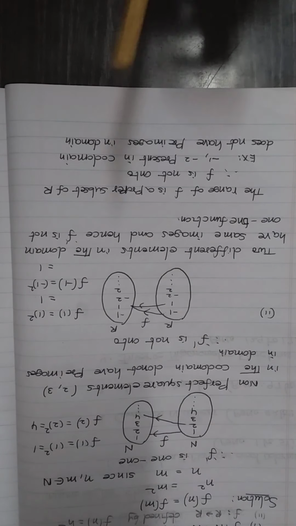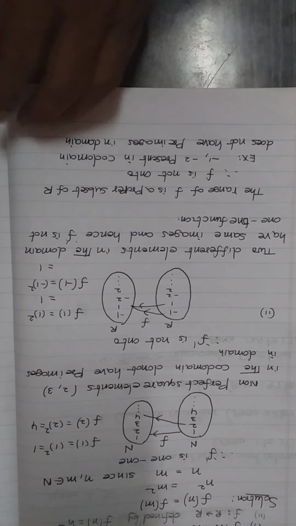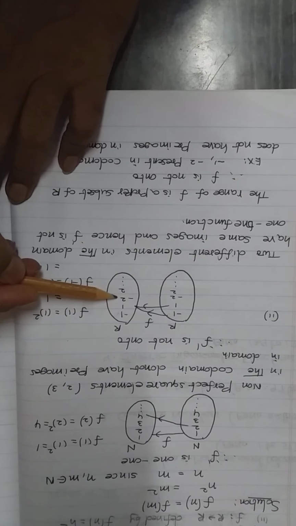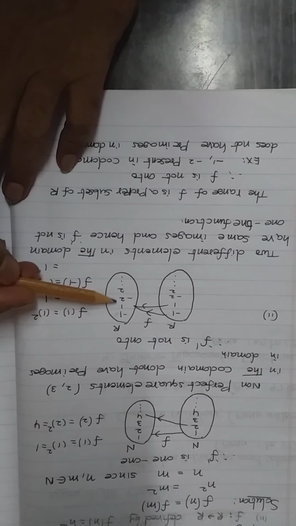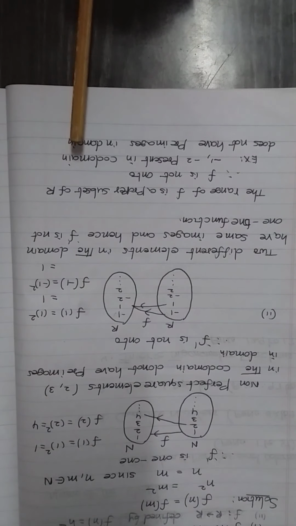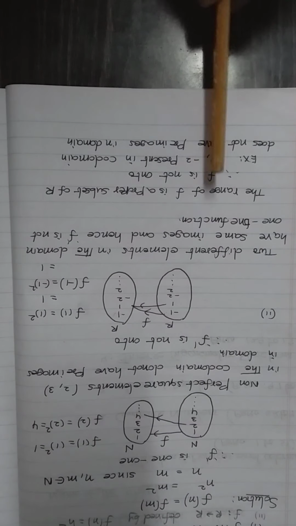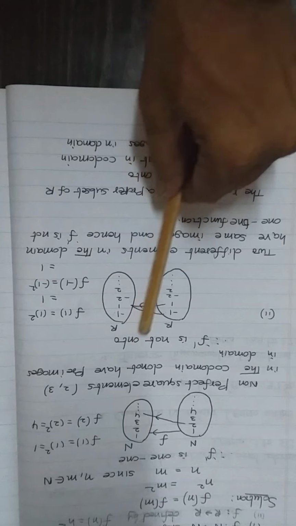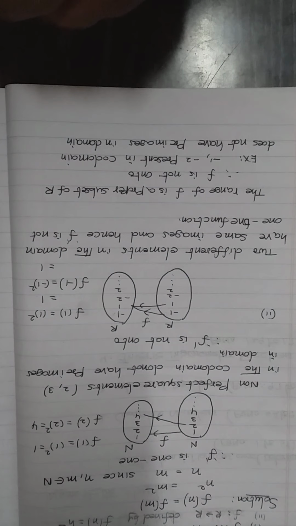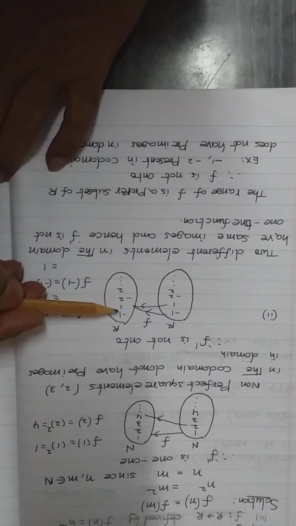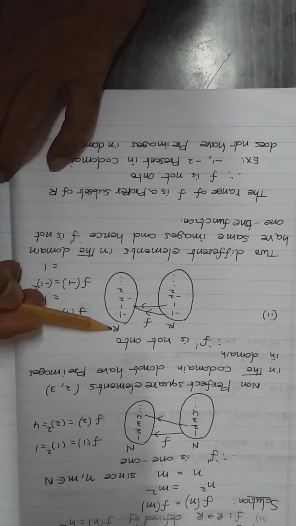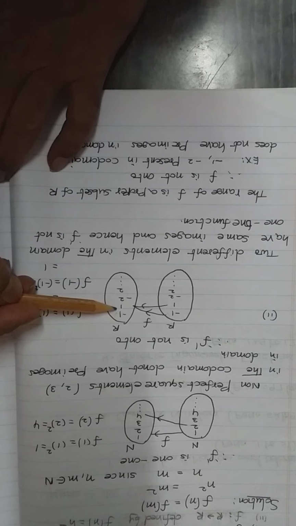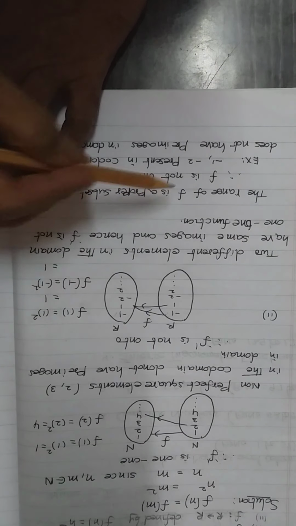Now what about the onto function? You see here some of the elements are left. See, minus 1 has no preimage. Minus 2 has no preimage. So minus 1 and minus 2 present in the codomain do not have any preimages in the domain. You can even say the range of f is a proper subset of R. Proper subset means the range is only a part of R, not the full R. That is the meaning. The range of f is a proper subset of R. Therefore, f is not onto.